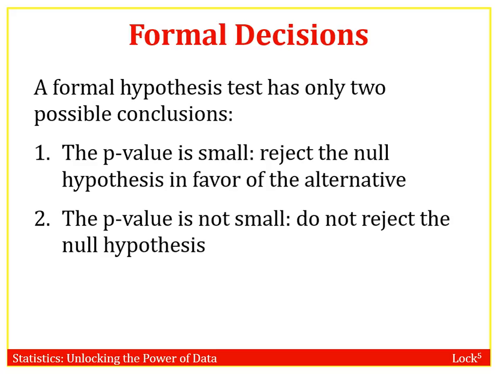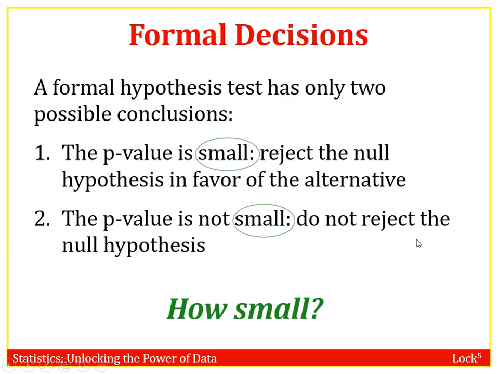So we only have two results. If your p-value is small, we reject the null hypothesis in favor of the alternative. If your p-value is not small, we do not reject the null hypothesis. So only two conclusions: reject if your p-value is small, or do not reject if your p-value is not small.